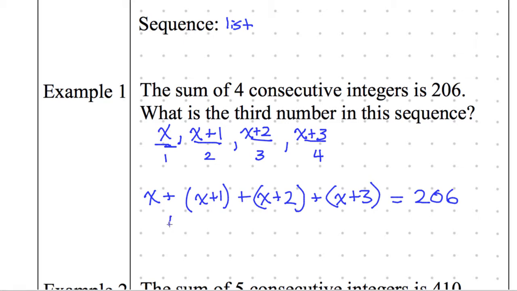4x plus 6. And let's check that. X plus x plus x plus x. There are 4 of those x's, so yeah, I agree, 4x. And then 1 plus 2, that's 3. 3 plus 3, yeah, that's 6. Okay, so 4x plus 6, that's still equal to the right-hand side over here. That's 206. Thank you, Fernando.